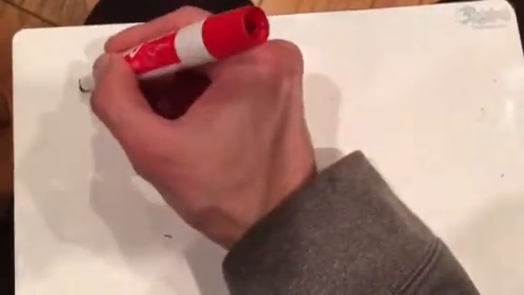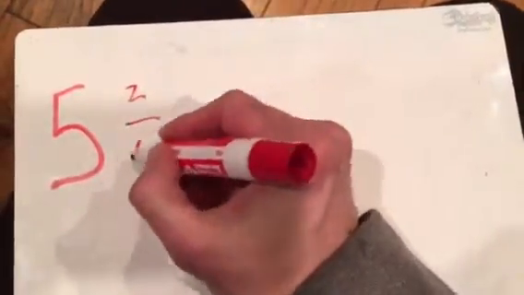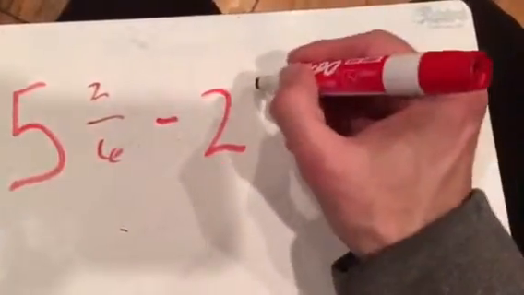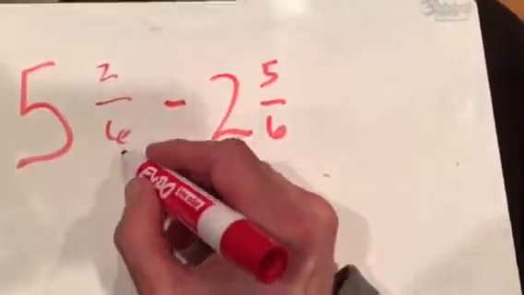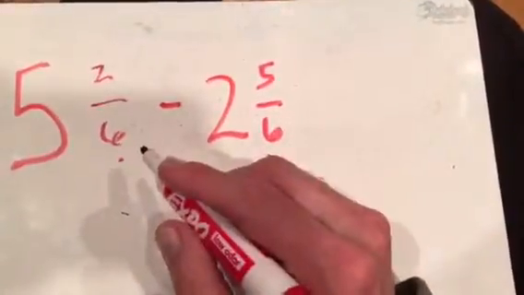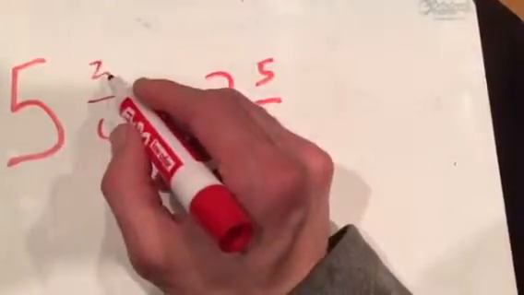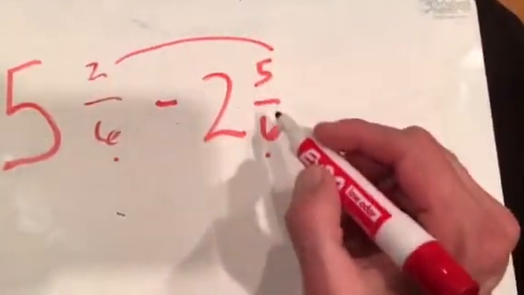And you might have something like this: 5 2/6 minus 2 5/6. And so, in keeping with what we just talked about, we would look at the fractions first. We notice the common denominator, so we don't have to worry about that. But we also then, when we go to subtract, notice that 2/6 is less than 5/6.